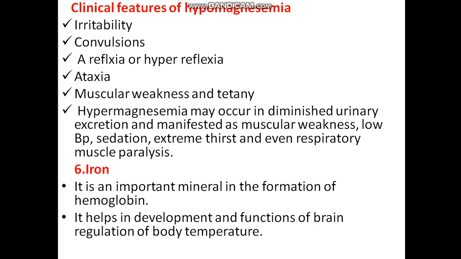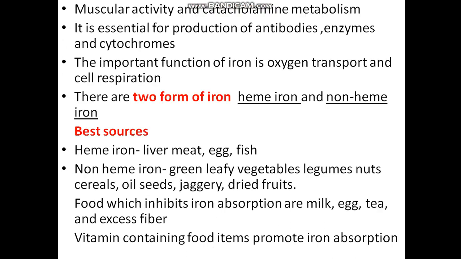Sixth element is iron. Iron is an important mineral element in the formation of hemoglobin. It helps in the development and functions of brain, regulation of body temperature, then muscular activity and catecholamine metabolism.